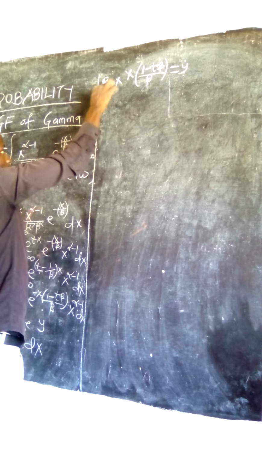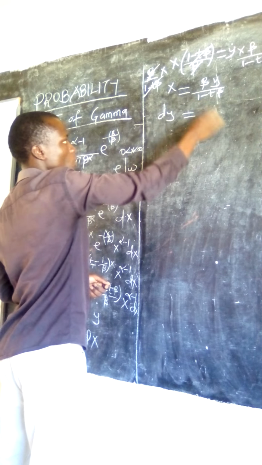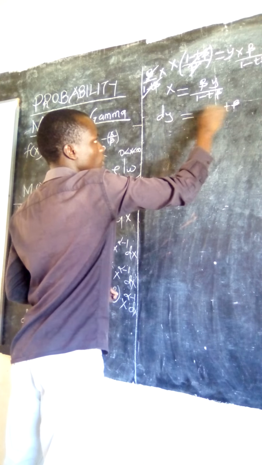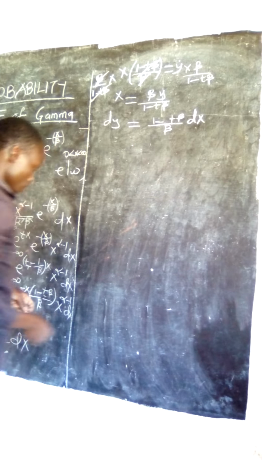After that, you are required to make dx the subject again. Remember, I said that my dy was equal to (1 − tβ) over β dx. Therefore, I need just to make my dx the subject. So I'll come here and multiply by the reciprocal.